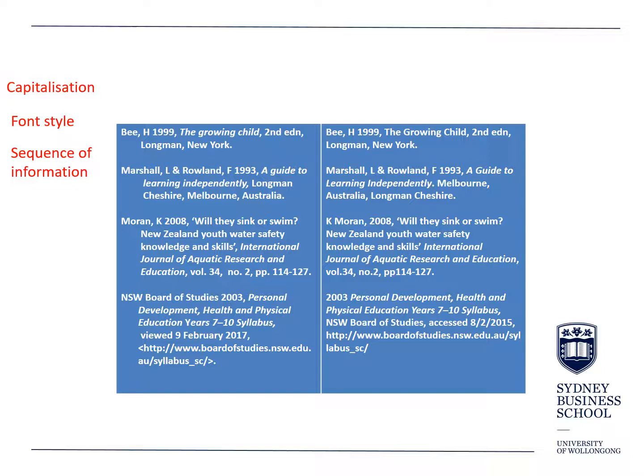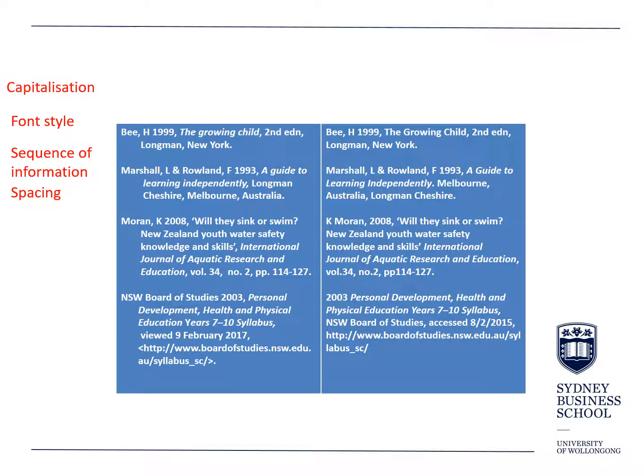The next entry, Moran, is a journal article. The left is right and the right side is wrong. We can see that the right side has K. Moran, and that's incorrect. But have a look carefully at the bottom. VOL.34, volume 34, NO.2, issue number 2, PP 114 to 127. Compare that to the left-hand side. There is no spacing on the right-hand side, and that's why it's wrong. Spacing is important.